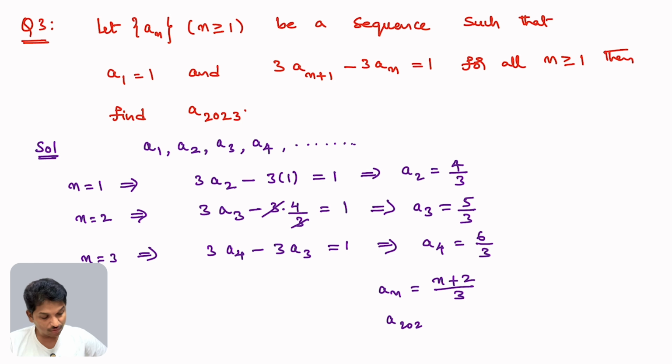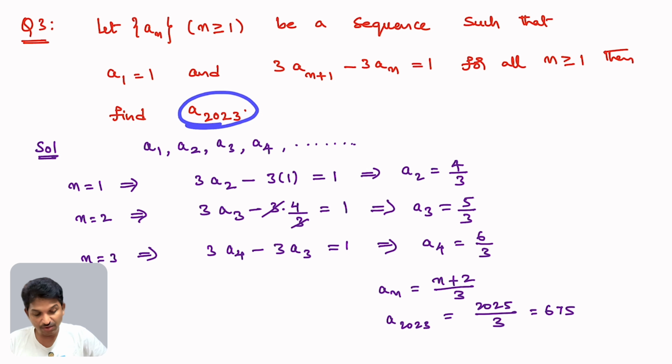a_2023, that is what? 2023 plus 2, that is 2025, divided by 3. Simplify 2025 divided by 3. What will you get? You will get 675. Right? 2025 divided by 3 is 675. What are they asking in the question? What is a_2023? Its answer is 675. I hope you understand this.